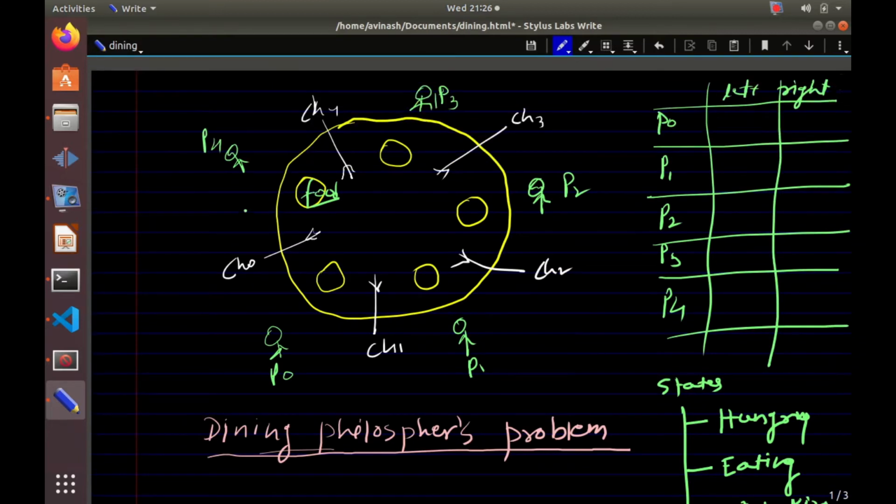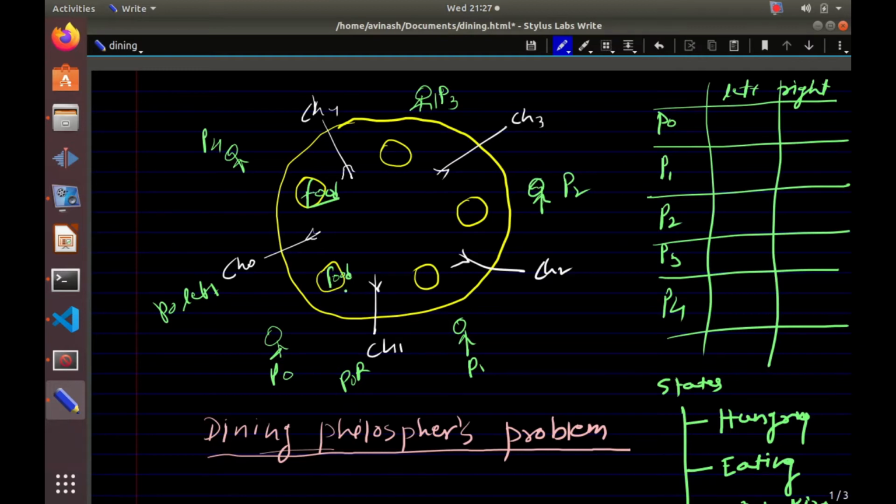Now the problem here is that every philosopher, P0, P1, P2, P3, P4, requires 2 chopsticks to eat from this dish. They need to acquire 2 chopsticks. For example, P0 will require his left chopstick here and his right chopstick here. So P0 needs to acquire chopstick 0 and chopstick 1 to eat from this dish.